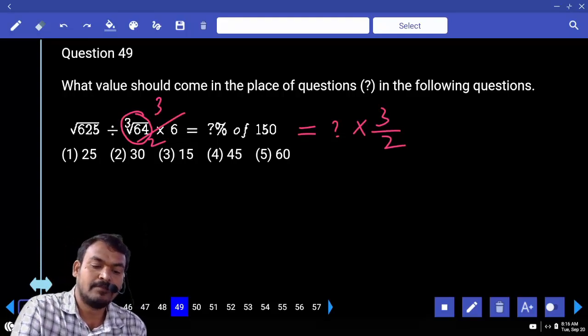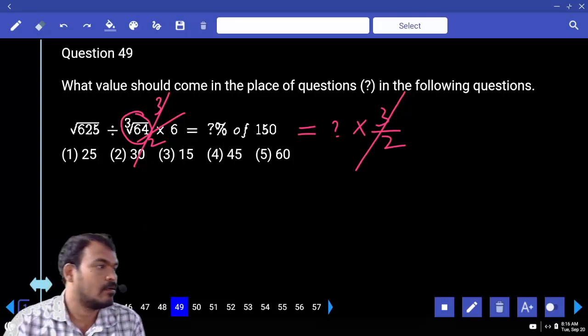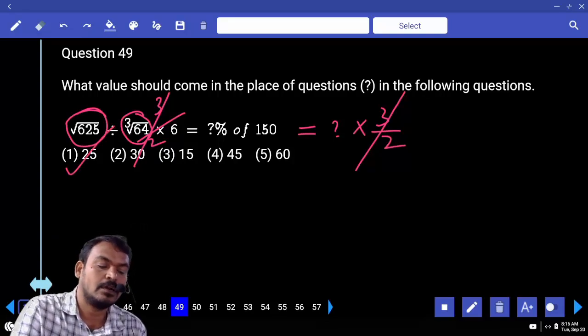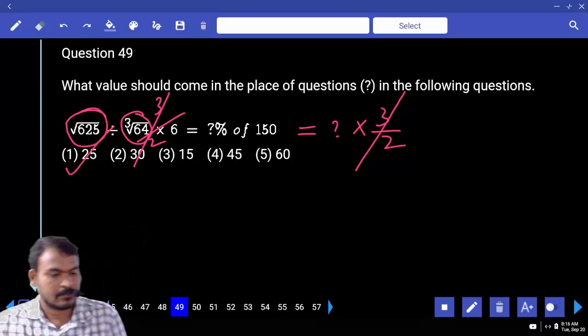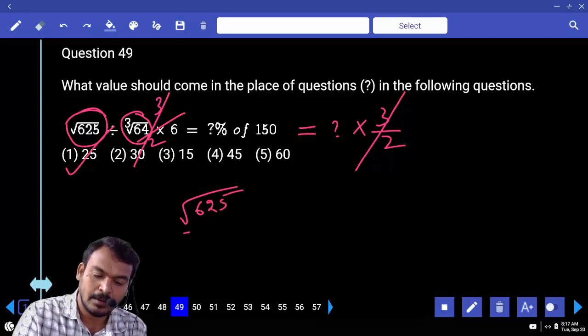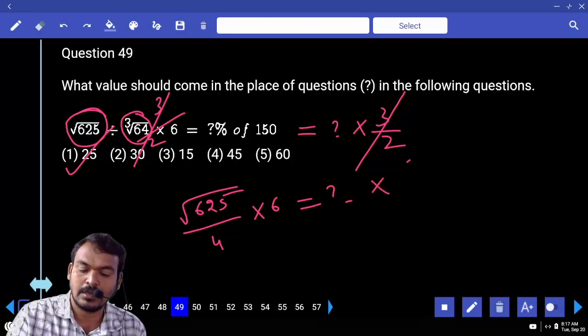Next, left hand side 3 by 2, right hand side 3 by 2, both are cancelled or not? What is the remaining value? Square root of 625. What is the answer? 25. If anyone has confusion, square root of 625 by 4 into 6, that is equal to something into 3 by 2 or not?